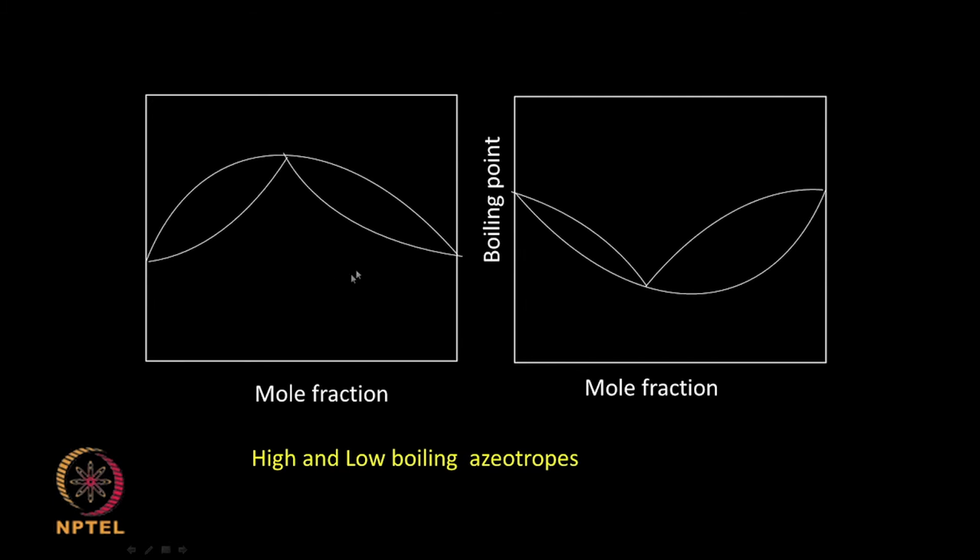So, you have two species A and B. At this composition, the composition of A is the same in the vapor and the liquid phase, or the composition of A in the vapor and liquid is the same. This is called a low boiling azeotrope because the azeotrope temperature is lower than the pure component temperature of A and B. This is called a high boiling azeotrope because the azeotrope temperature is above the individual species boiling points.